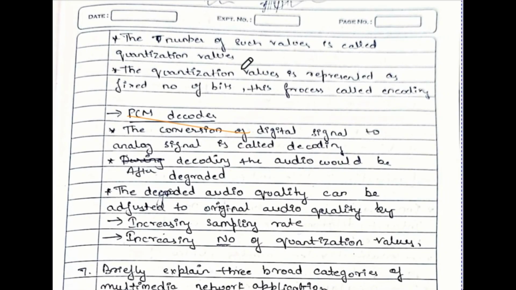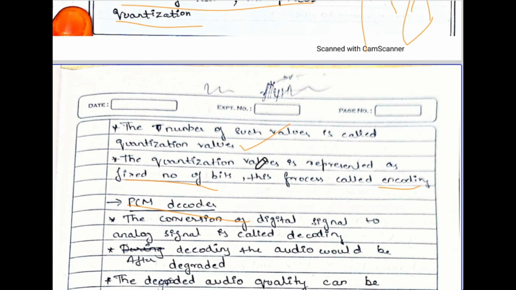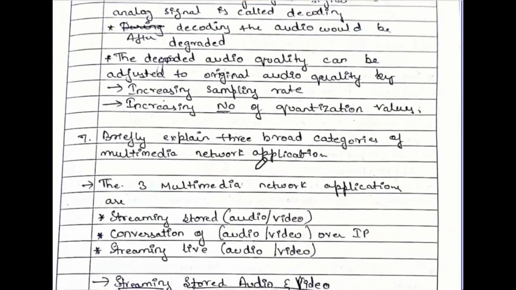Quantization. The number of such values is called quantization values, and the values of those samples is known as quantization values. The quantization values are represented as a fixed number of bits. When the quantization values are represented as a fixed number of bits, it is known as encoding. The process of assigning the value is quantization.